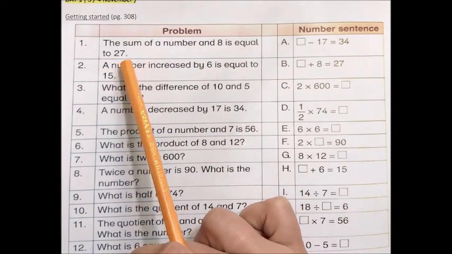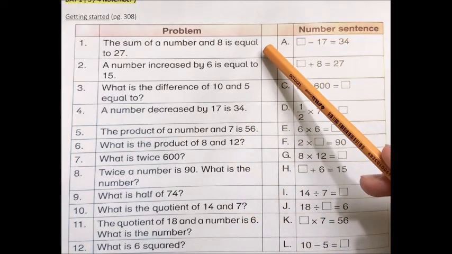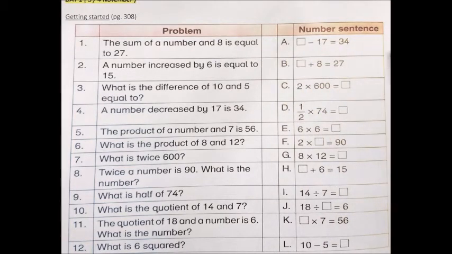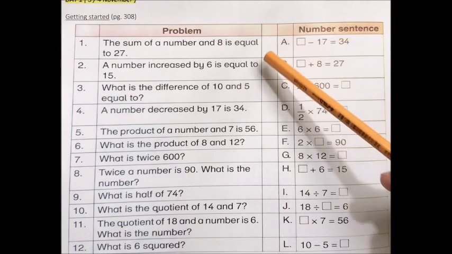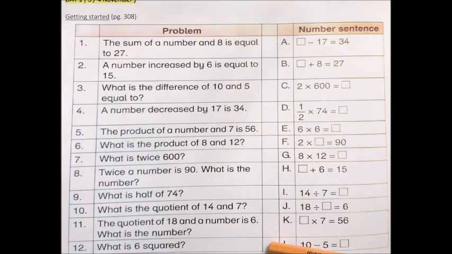If that is your problem, you have to look from A to L, where's the correct number sentence that fits with something plus 8 equals to 27. And if you identify the correct letter, you can simply write it in the open block next to number 1. Or you can rewrite number 1 on the right side of your page and then say equals to the correct letter. But otherwise, it's going to be much easier writing the correct letter in the open spaces next to the problem.